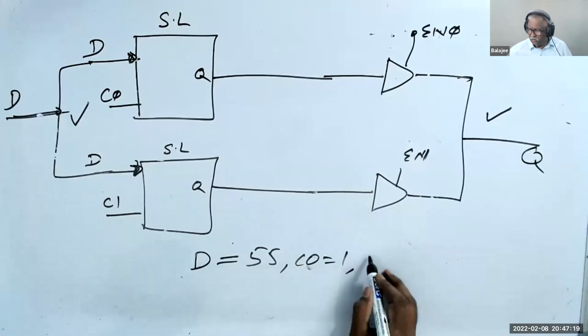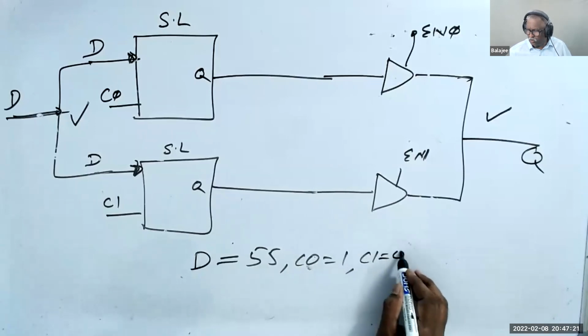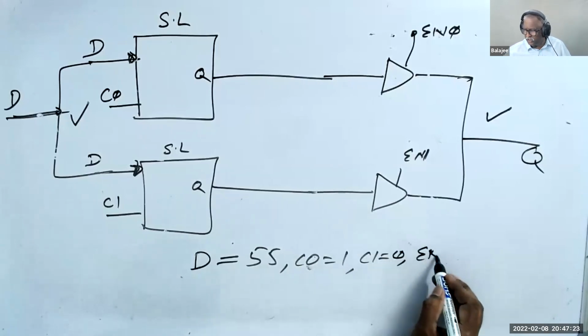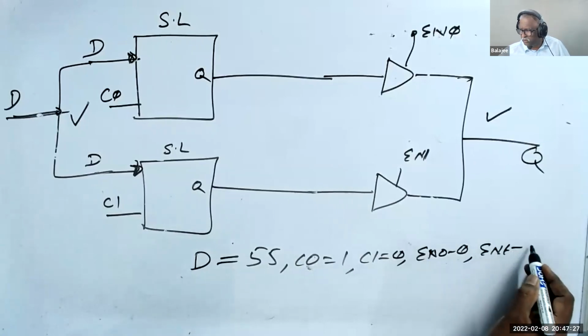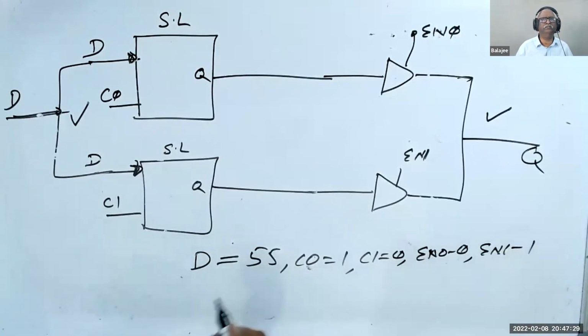C0 is 1. C1 is 0. Enable 0 is 0. Enable 1 is 1. Now tell me what happens. Now I want anybody to let me know the answer. What happens now?